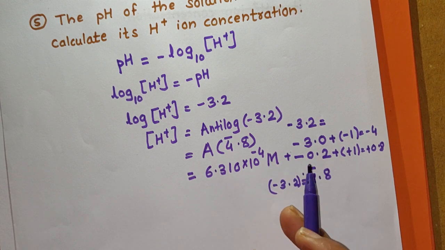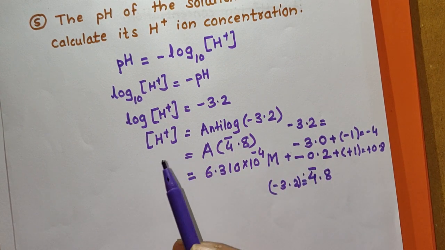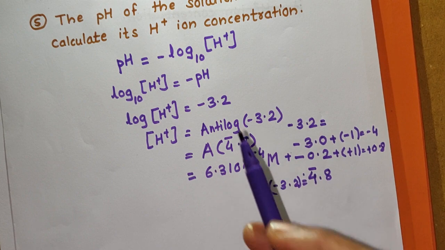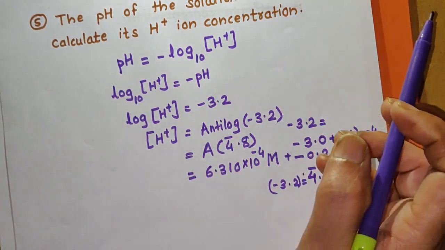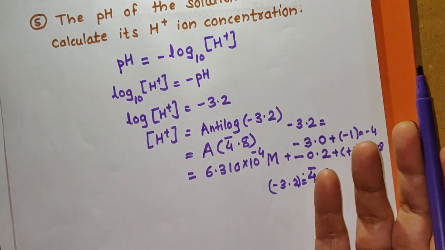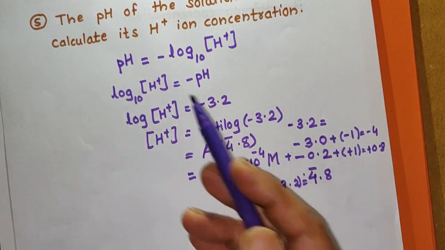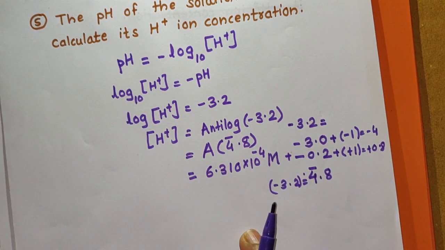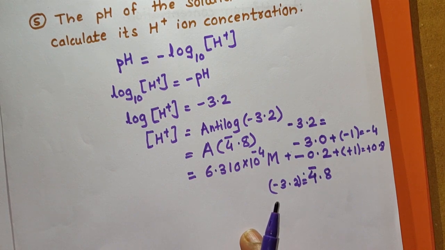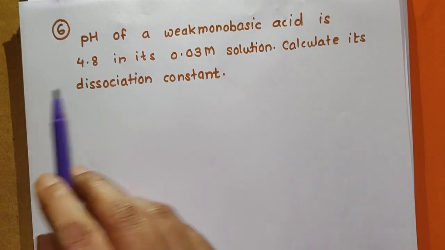mole per dm cube. Like this you can determine the concentration of H plus ions if you are given the pH of the solution. Like this, if pOH is given, you can convert it into pH and calculate the concentration of H plus ions. Like this, you have to solve these types of problems. Now see the next problem.